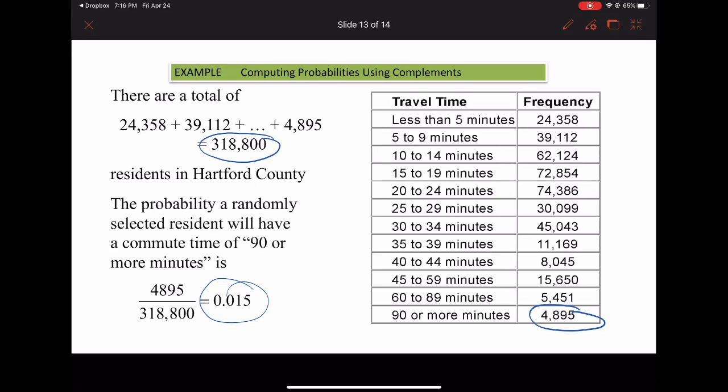All right, did you figure it out? Okay, so we know that this right here is the probability someone has a 90 or more minute commute. So the probability of somebody having less than 90 minutes would be 1 minus 0.015. So 1 minus 0.015 would be 0.985. So the probability of less than 90 is 0.985. Hopefully that made sense.